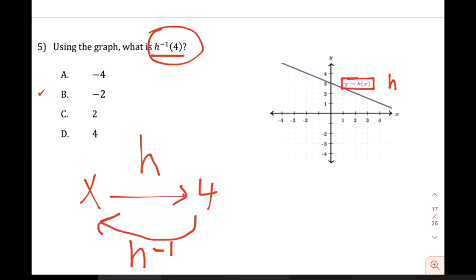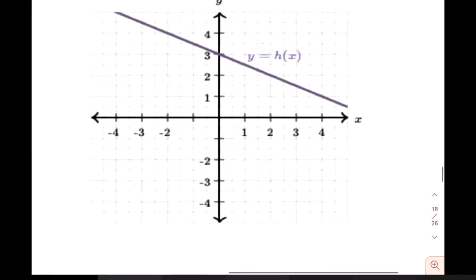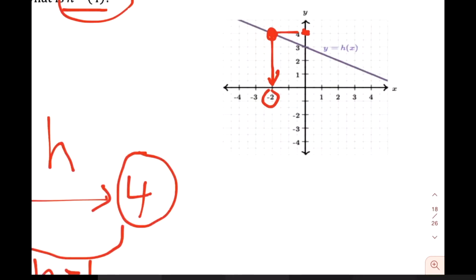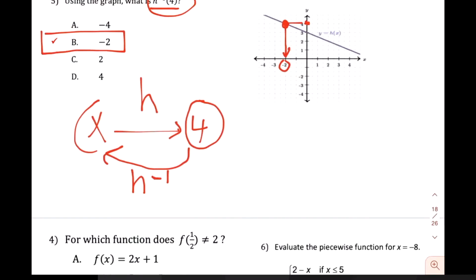So what do you do? You have to take the y as 4 for the h. So where is y equals 4 for the h? I look in the graph. This is a very, very smart question. I look for 4 as y. This one. Where is the point? The point is here. Can you see it? What is the x for it? The x is here. Negative 2. And that's why your answer is negative 2. Can you see? So your x is negative 2. Is this clear?